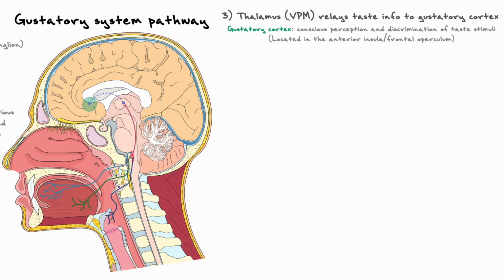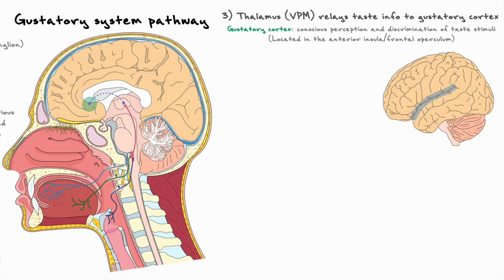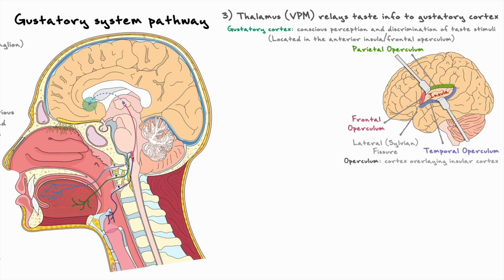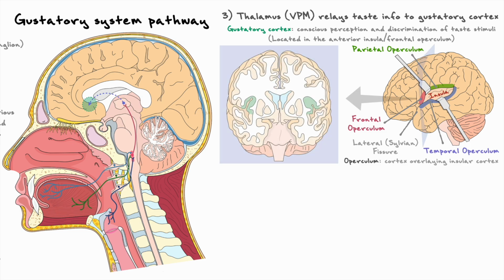To find this area, we need to consider a lateral view of the brain, in which you will see the lateral or sylvian fissure here highlighted in blue. If we open up this fissure, this will reveal the insula, which is simply a portion of cortex that is typically hidden when we look at it from outside. The cortex that overlays the insula is called the operculum, and there is an operculum in the frontal, parietal, and temporal lobes. The one that interests us is the frontal operculum in red, so if we take a coronal cross-section at that level, the region highlighted in the figure represents the gustatory cortex.